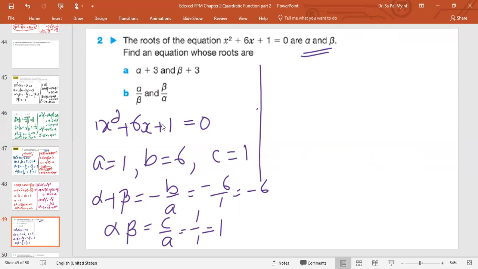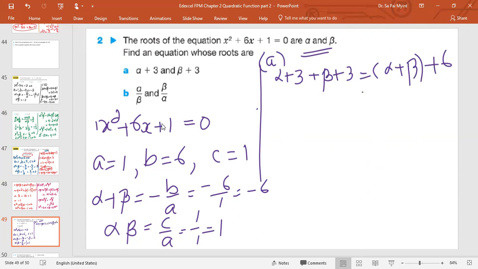And then you need to find the equation. Find an equation whose roots are alpha plus 3, beta plus 3. First, you need to find addition. Alpha plus 3 plus beta plus 3. So what do we get? Alpha plus beta plus 6. Alpha plus beta, what do you get? Negative 6. Plus 6, what do you get? 0. Alpha plus beta is equal to 0.